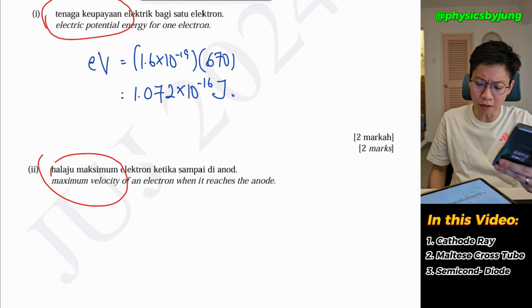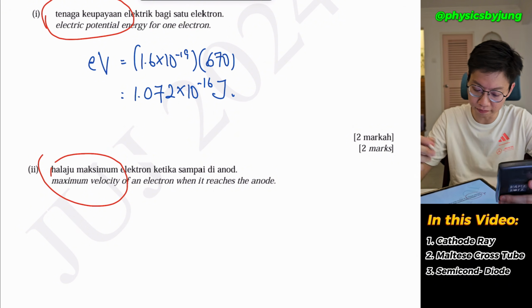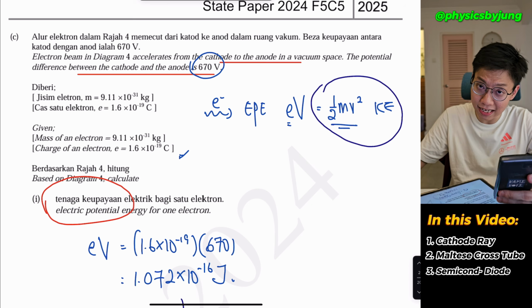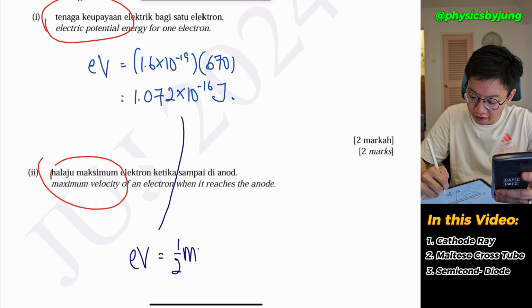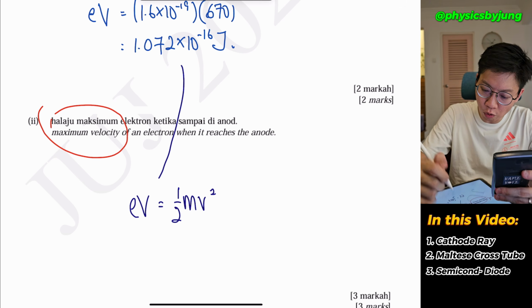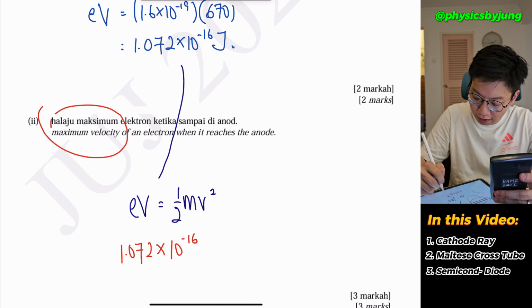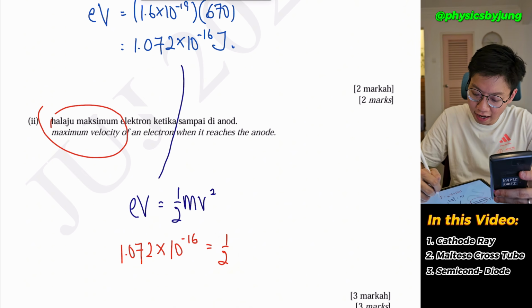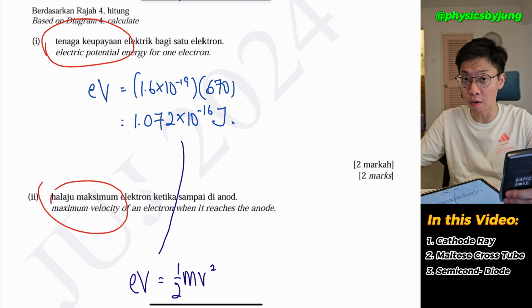Next, what about the maximum velocity of the electron when it reaches the anode? So if you want to know that, this is going to be equals to your kinetic energy, eV is equals to half mv squared. So what you will know that this is straight away 1.072 times 10 to the power of negative 16 equals to half mass of your electron is given 9.11.